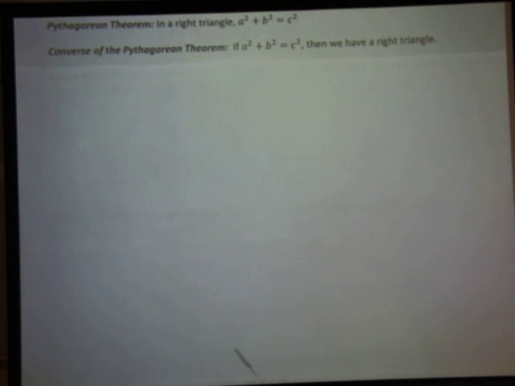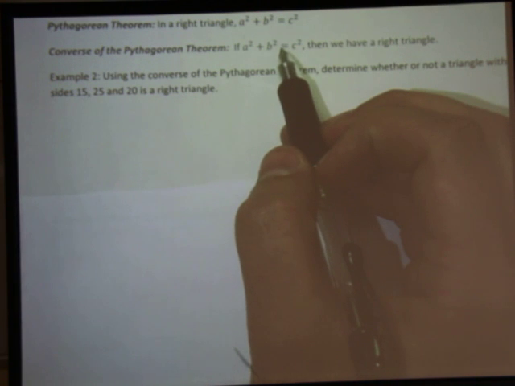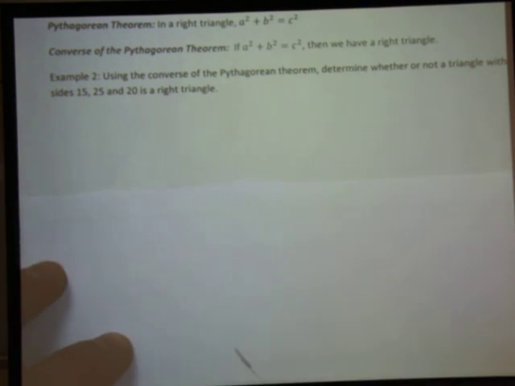All right, so on to our second example. Using the converse of the Pythagorean theorem, we'll determine whether or not a triangle with sides 15, 25, and 20 is a right triangle. What we want to do is see if this relationship works, and using the converse, if this is true, we know we have a right triangle. So let's go ahead and check that.